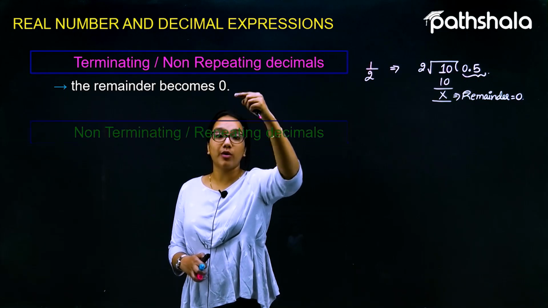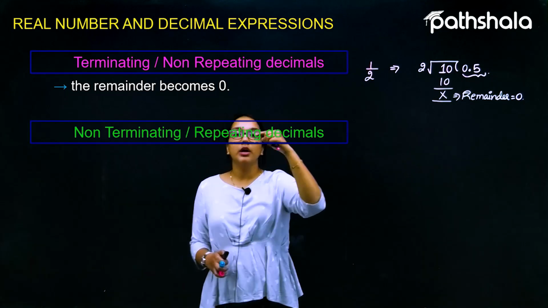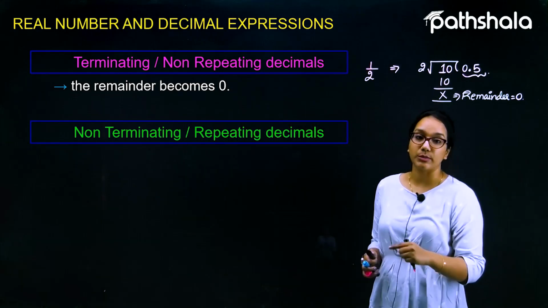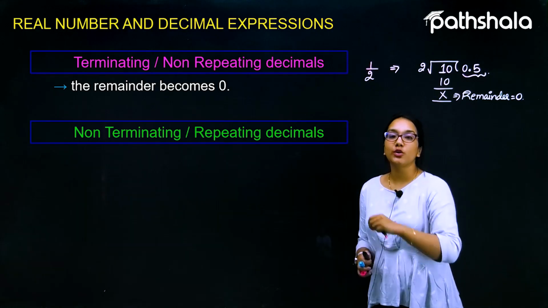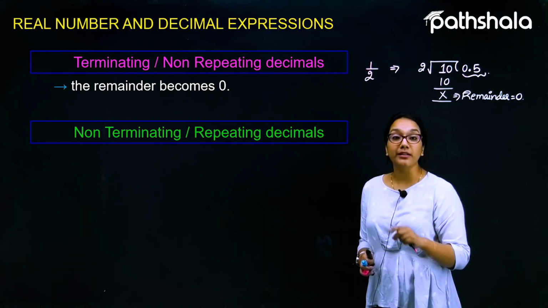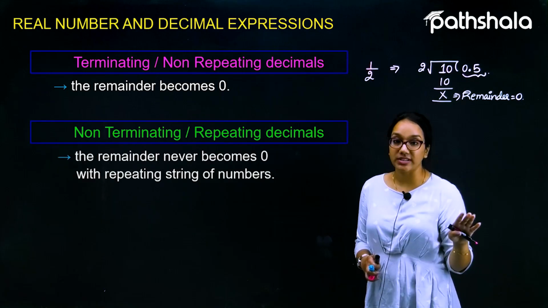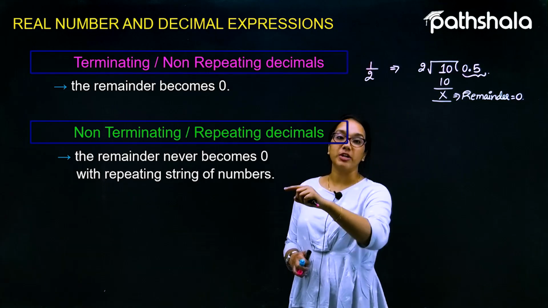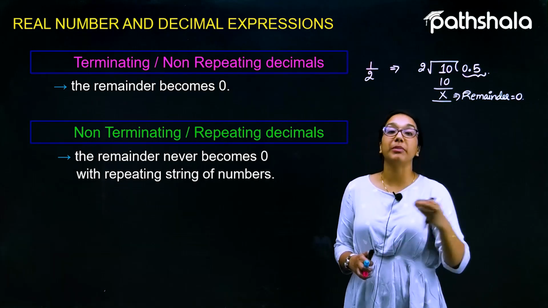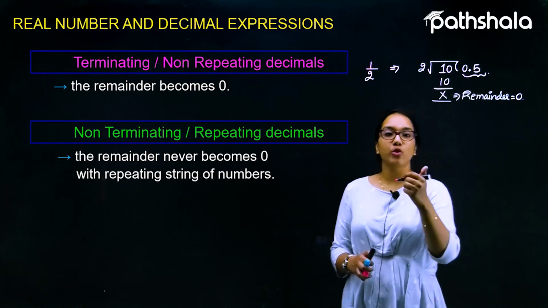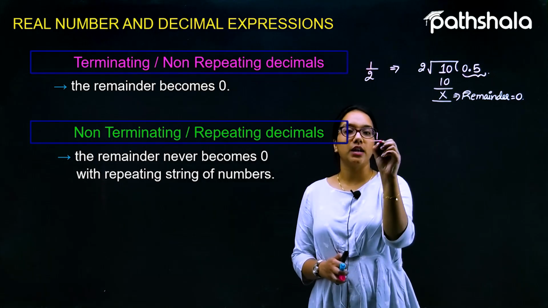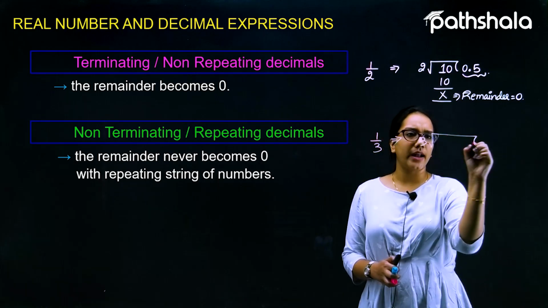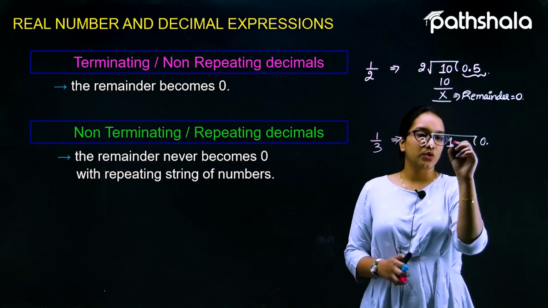Let's talk about the next type of numbers, which is non-terminating and repeating decimals, or we can say recurring decimals. What does it mean? Numbers which are non-terminating mean the remainder of such numbers is not 0. The remainder never becomes 0, with a repeating string of numbers in the quotient. Let us suppose I'm taking 1 by 3. Let's divide 1 by 3. So it would be like 3 into 1. The point is 0.